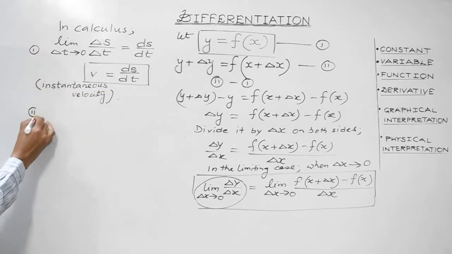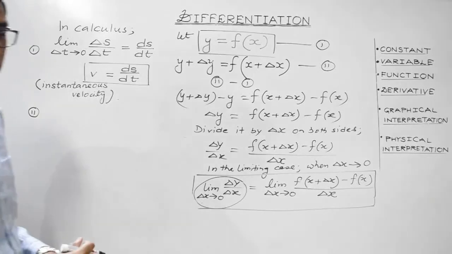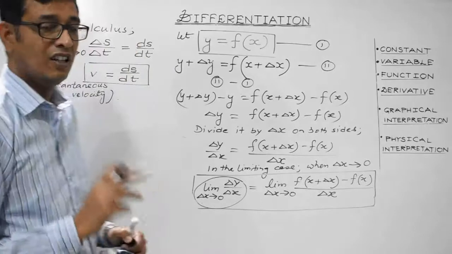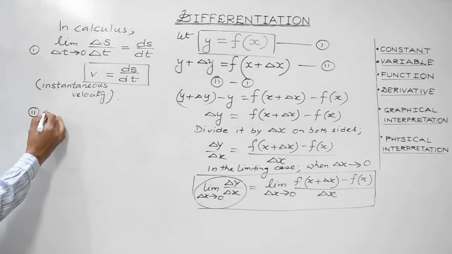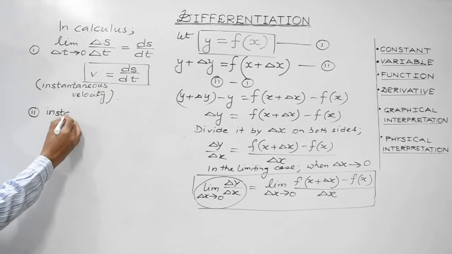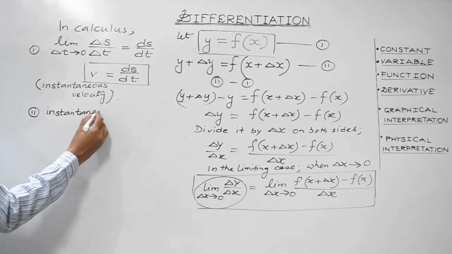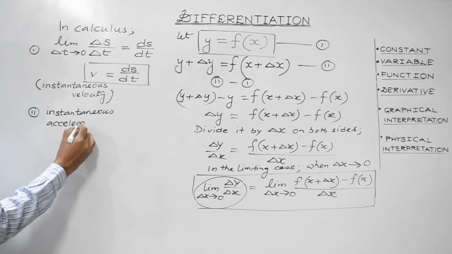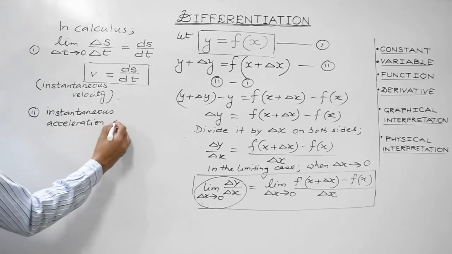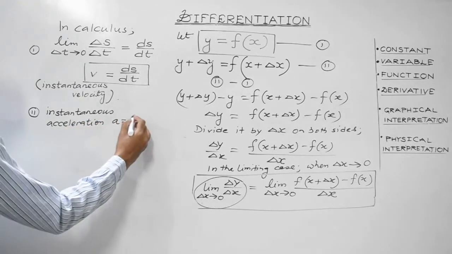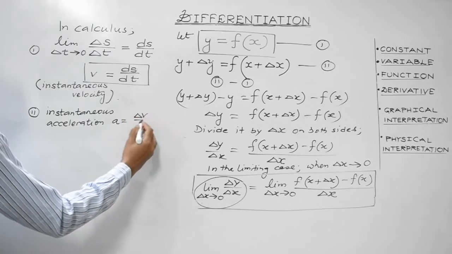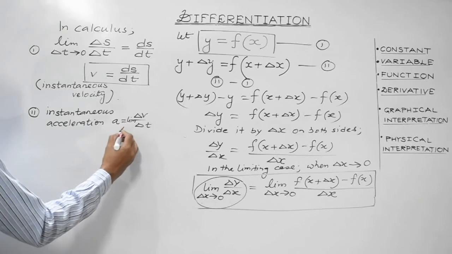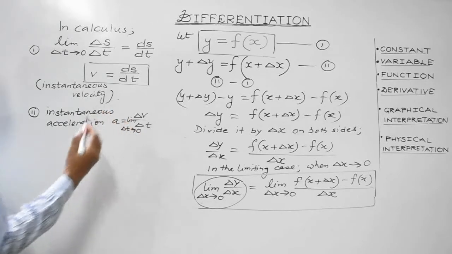Another example. When the velocity of the body changes per unit time, then that is known as acceleration. So instantaneous acceleration. It will be given by a is equal to del v by del t, and the limit would be del t approaches 0.